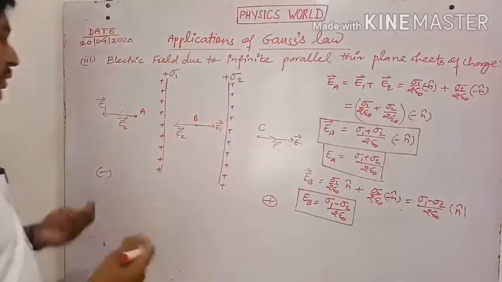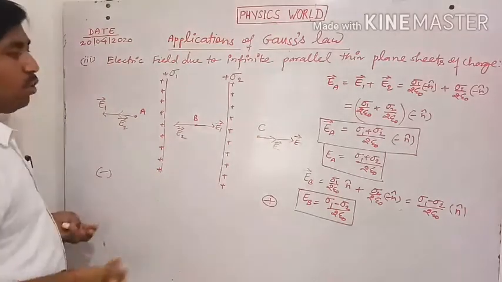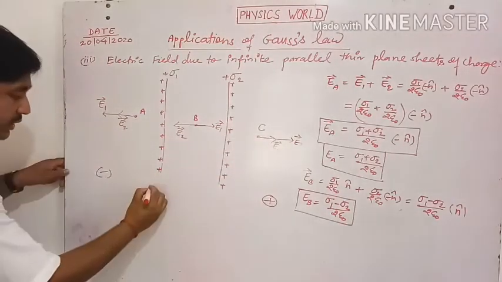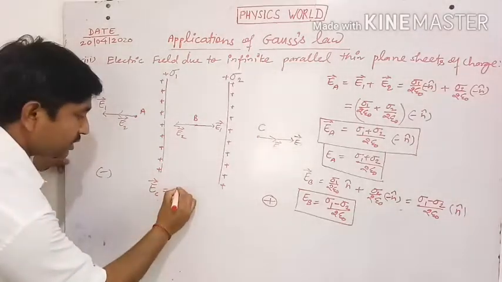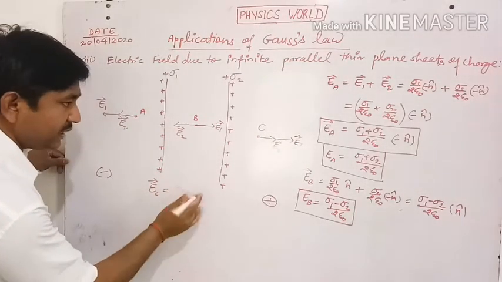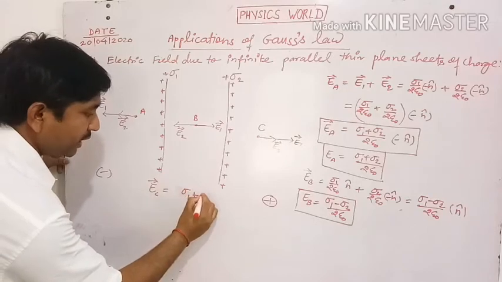Similarly, if we want to calculate what will be the value of the electric field at point C, then at any point C, the electric field will be just E1 plus E2.